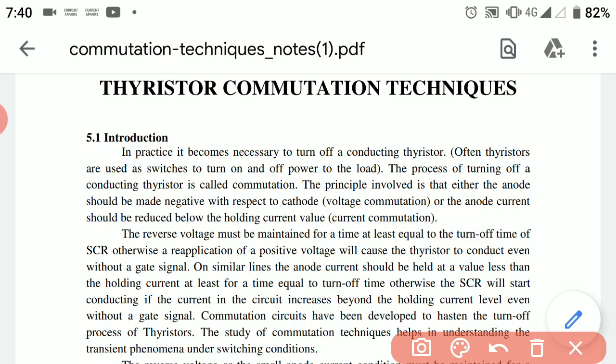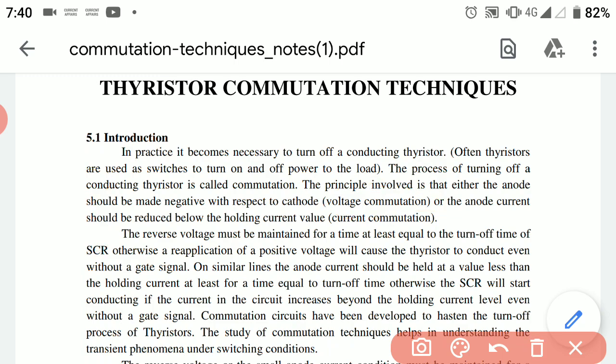That is, the turn off process using different current values. The one we discussed earlier is voltage commutation, in which we changed the polarity of the anode terminal, from positive polarity to negative polarity. So these were the two basic methods to turn off the thyristor, that is voltage commutation and current commutation. If we have to turn off the thyristor, we have to apply any one of these methods.